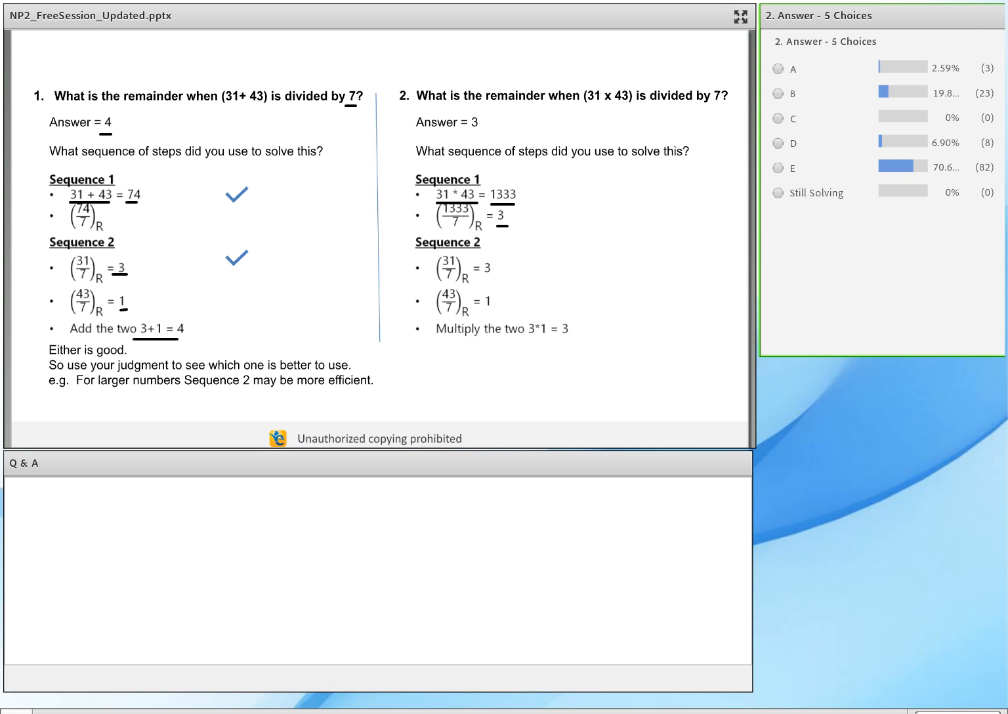The other sequence is you do 31 divided by 7 and you get the remainder as 3. And then you divide each of these numbers individually. So you do 31 by 7, you do 43 by 7, you get the remainder as 1. You multiply these two remainders and you get the answer as 3. Now clearly over here, option 2 seems a lot more efficient. Why? Because doing this math seems more problematic over here. It's clearly longer. So option 2 is a lot more efficient.